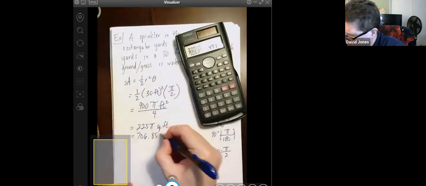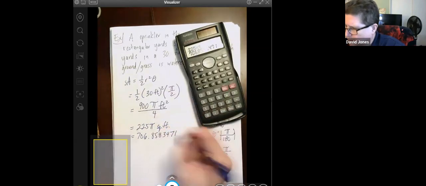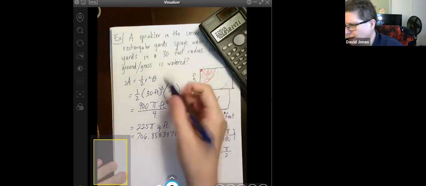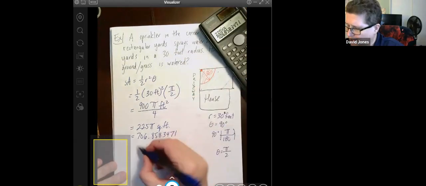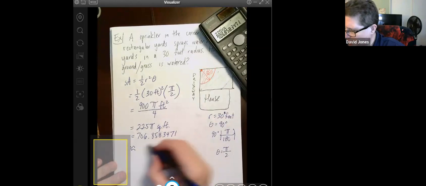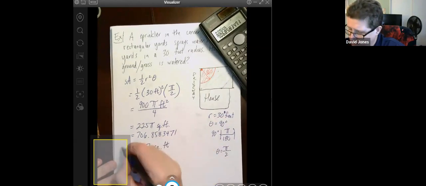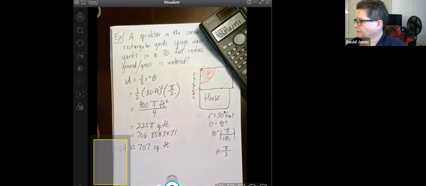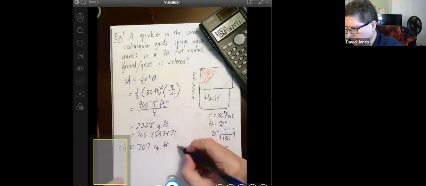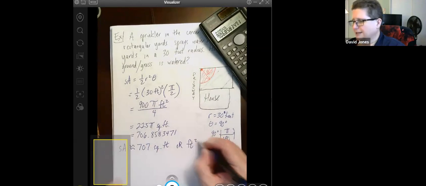$8,583,471. The starting stuff was in terms of feet, so let's just do it in feet. Rounded to the nearest foot is 707 square feet. Square feet is listed like that as well.